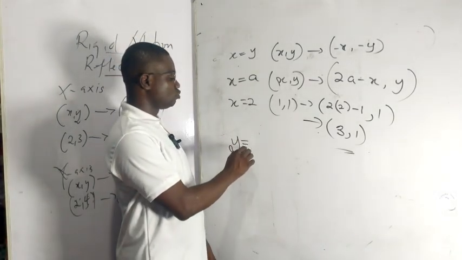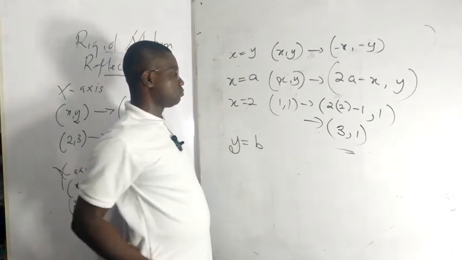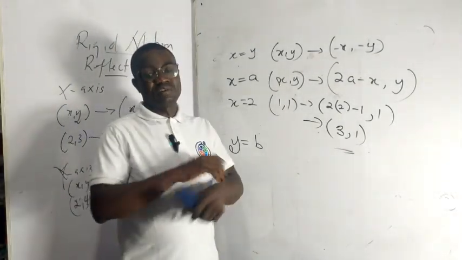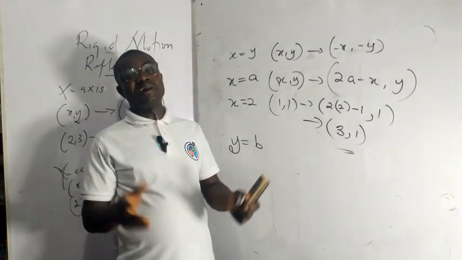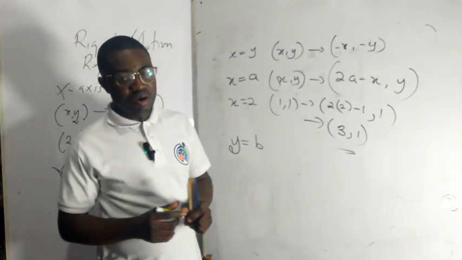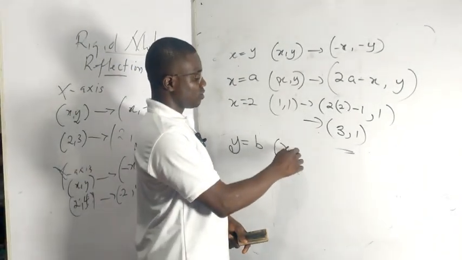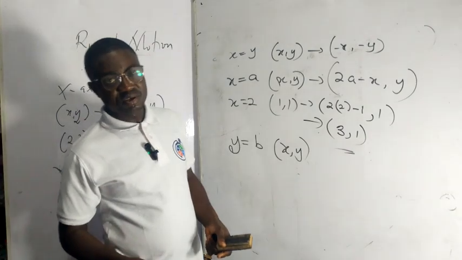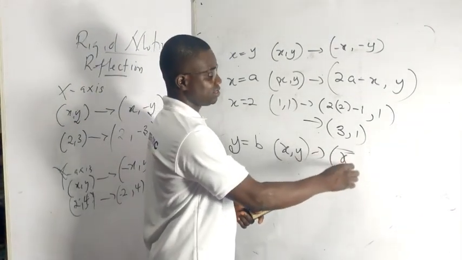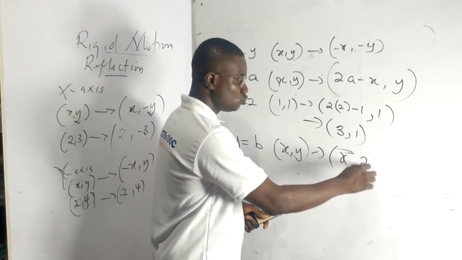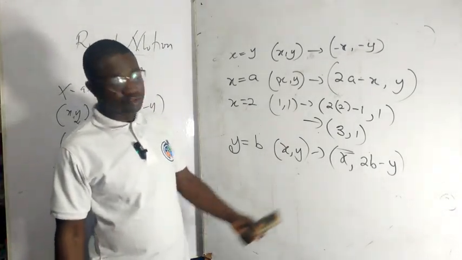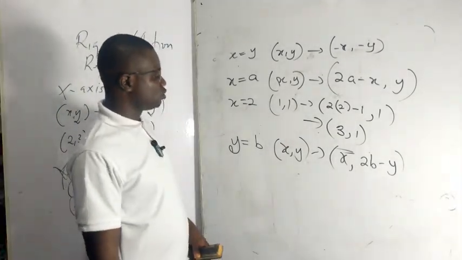Now let's look at the second one. Reflecting on y is equal to, let's say, b. In order to reflect it on a line y is equal to a different number, you have to also apply another formula, and this formula is very easy. So you have a point x comma y. If you want to do the reflection, the formula is going to be x comma 2b minus y. X comma 2b minus y. So this is the new point or the coordinate that is used.